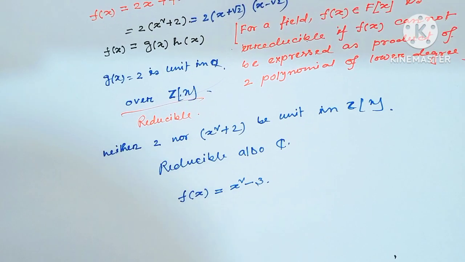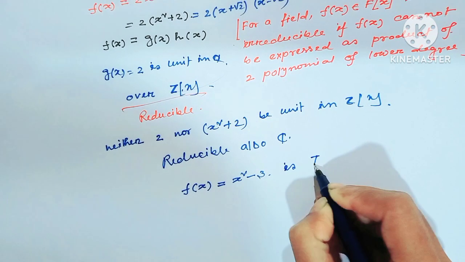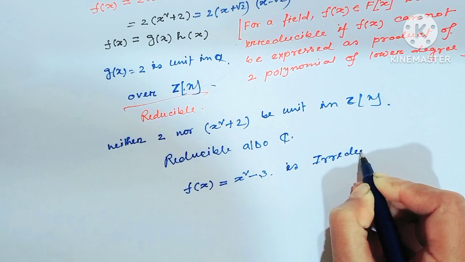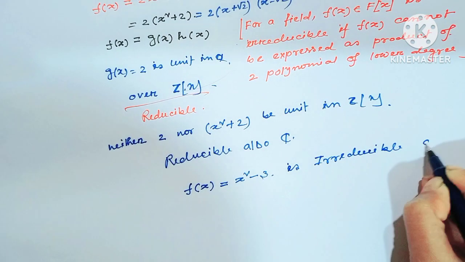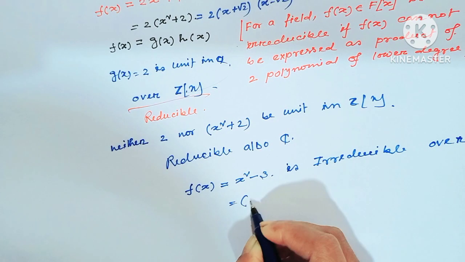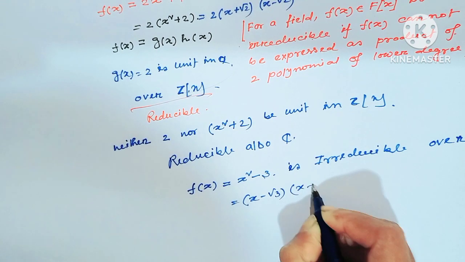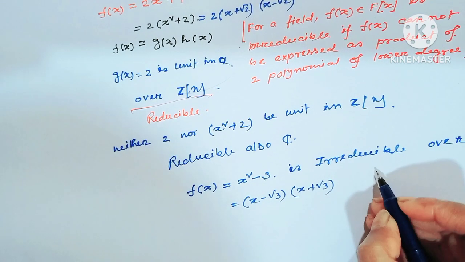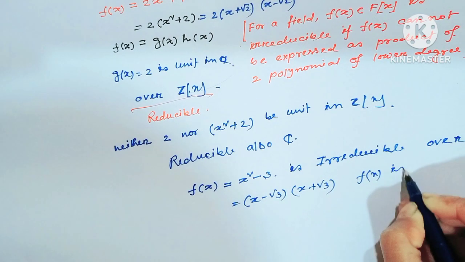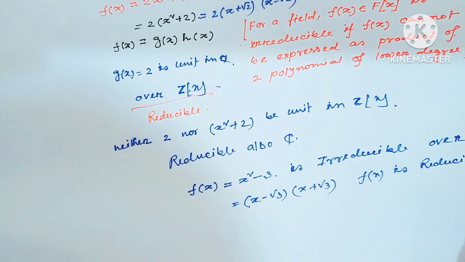Similarly, if we write f(x) = x^2 - 3, this is irreducible over Q, but this is reducible over the real numbers because we can split this as (x + sqrt(3))(x - sqrt(3)). So f(x) is reducible over the real numbers. I hope all my viewers have understood this.